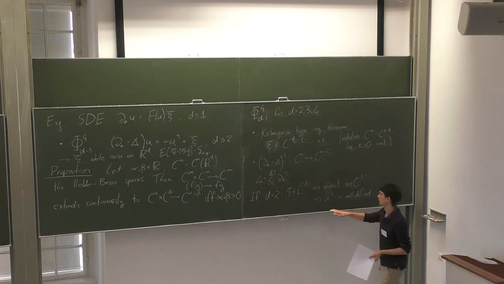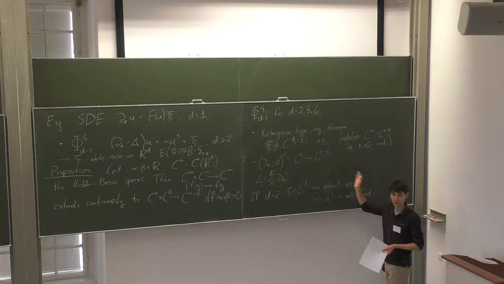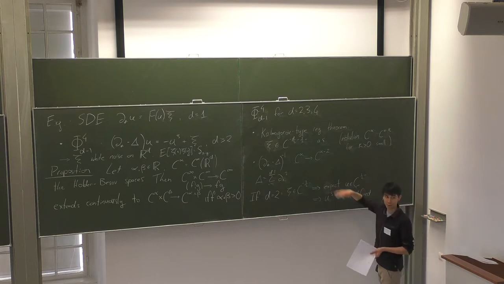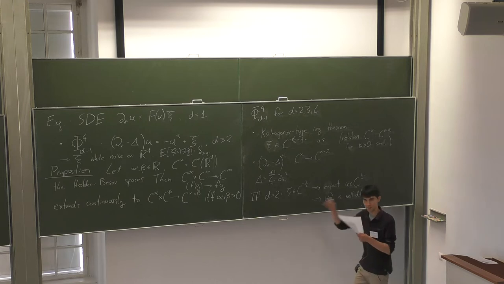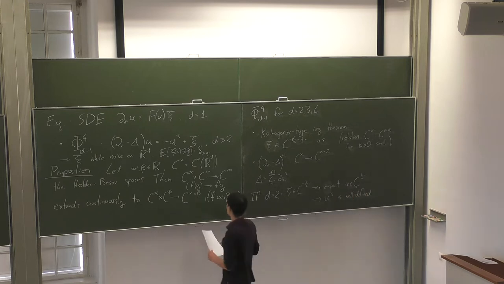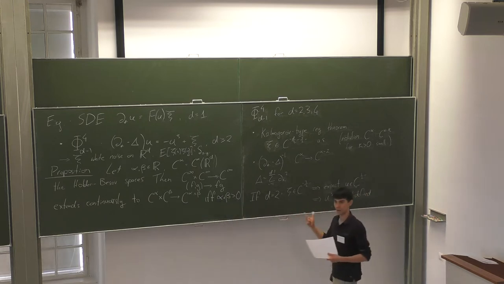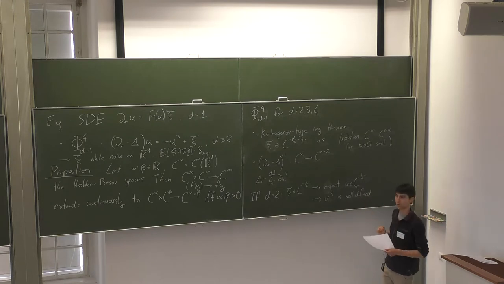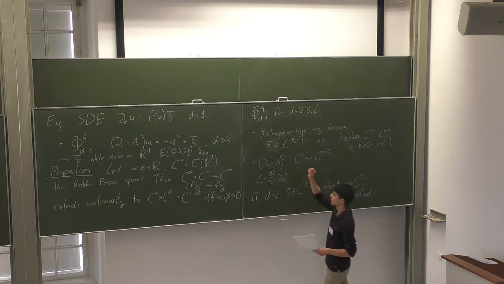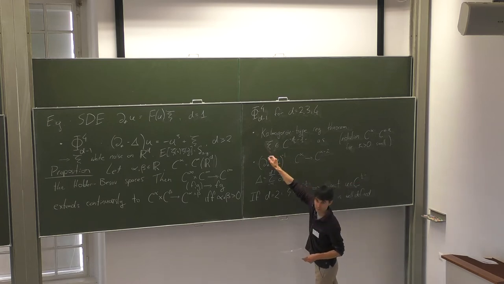Essentially, because this u cubed is a continuous function of u, it turns out that this procedure gives you a contraction, and you're able to solve the fixed point, at least for short times. Okay, so this is what we mean by solving the equation. So we can get a short time solution for this PDE for almost every realization of Xi.